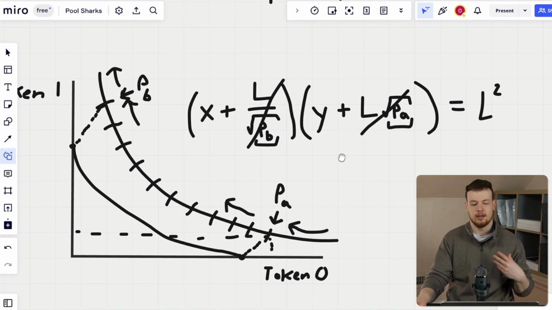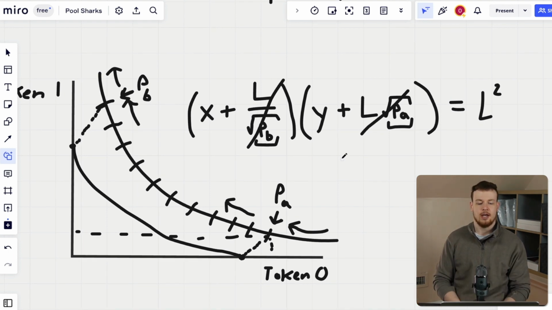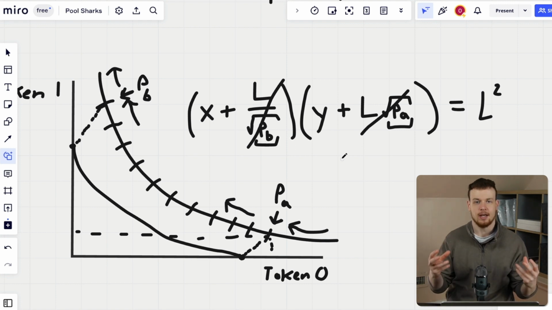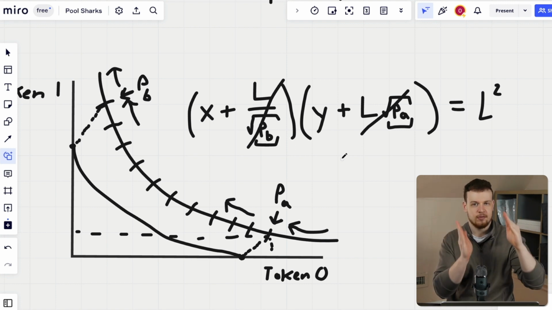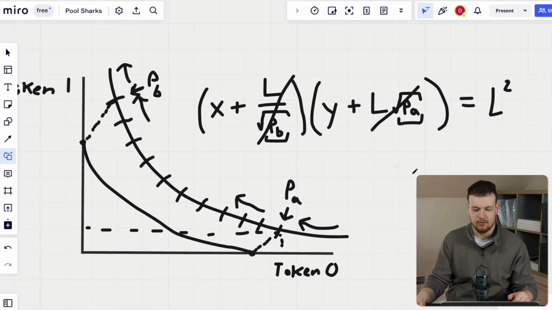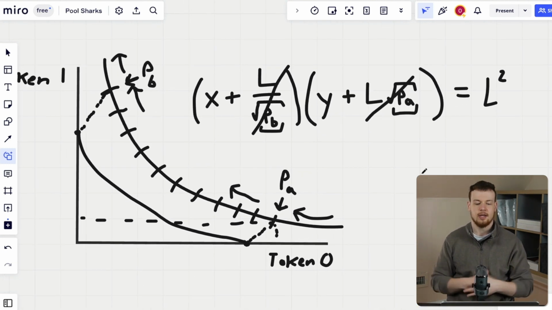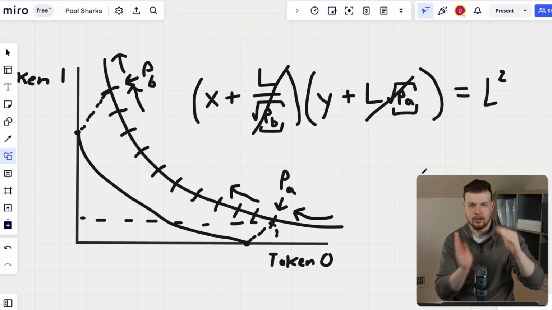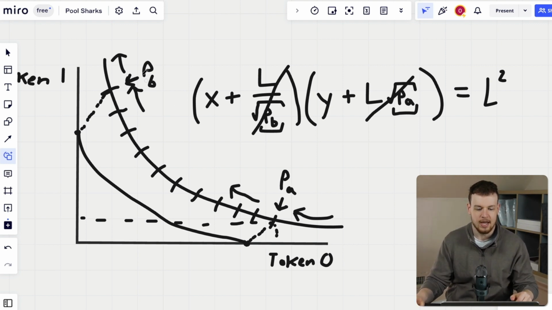And so we actually end up with x times y equals k for this formula. What this formula has done is take the x times y equals k formula and make it specific to a specific price range that you provide. And so this is how we're able to calculate the liquidity provided by a position over a discrete range from PA to PB.